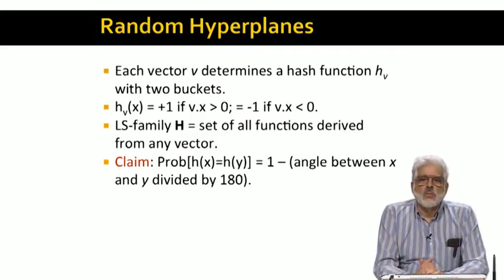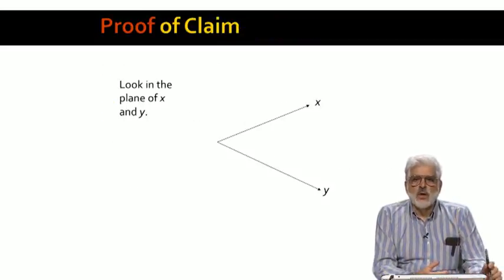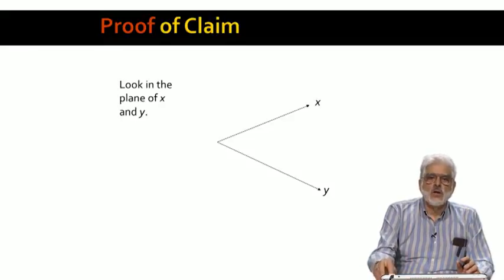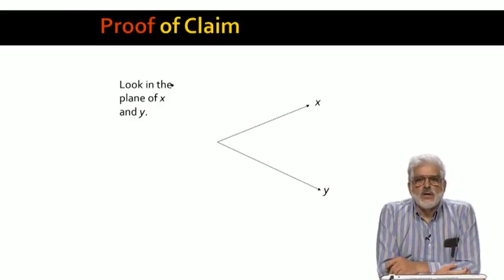Analogous to the theorem about min-hash functions and Jaccard distance, we have the following theorem. For any of the random hyperplane hash functions, the probability that h of x equals h of y is 1 minus 1/180th of the angle between x and y. This picture explains why we can get cosine distance from the random hyperplane hash functions. First, let us look at the plane containing the two vectors x and y, whose cosine distance we want to determine.